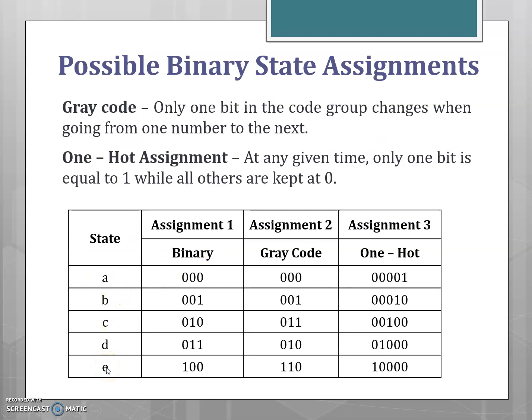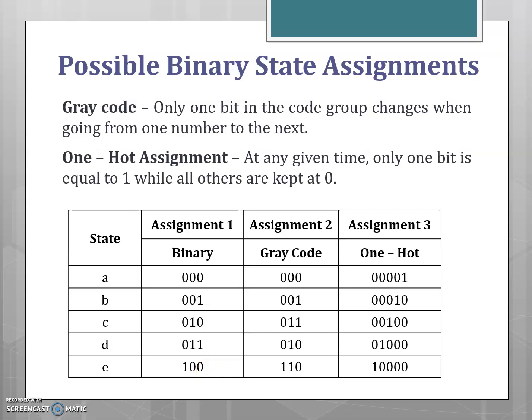There are 3 methods for state assignment. The first method is the simple binary method. Since there are 5 states, I need to have 3 bits. So starting with A as 000, the next state B is 001, C is 010, D is 011, E is 100. It is a simple assignment of the states.